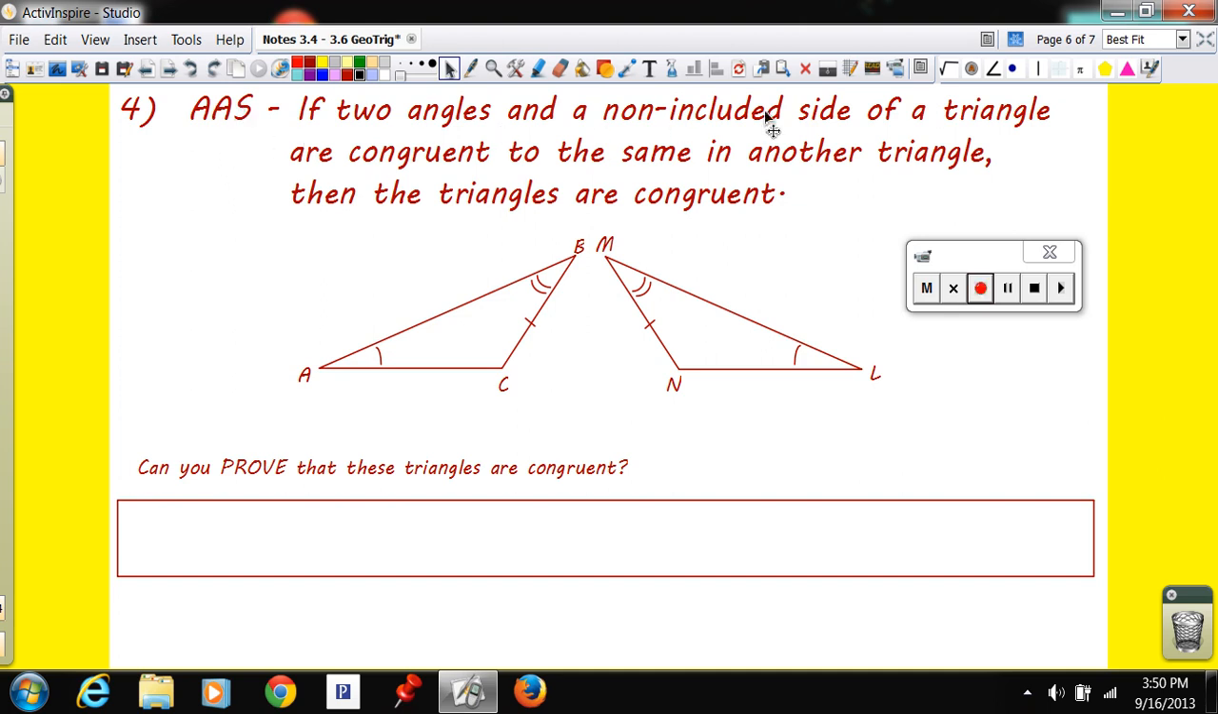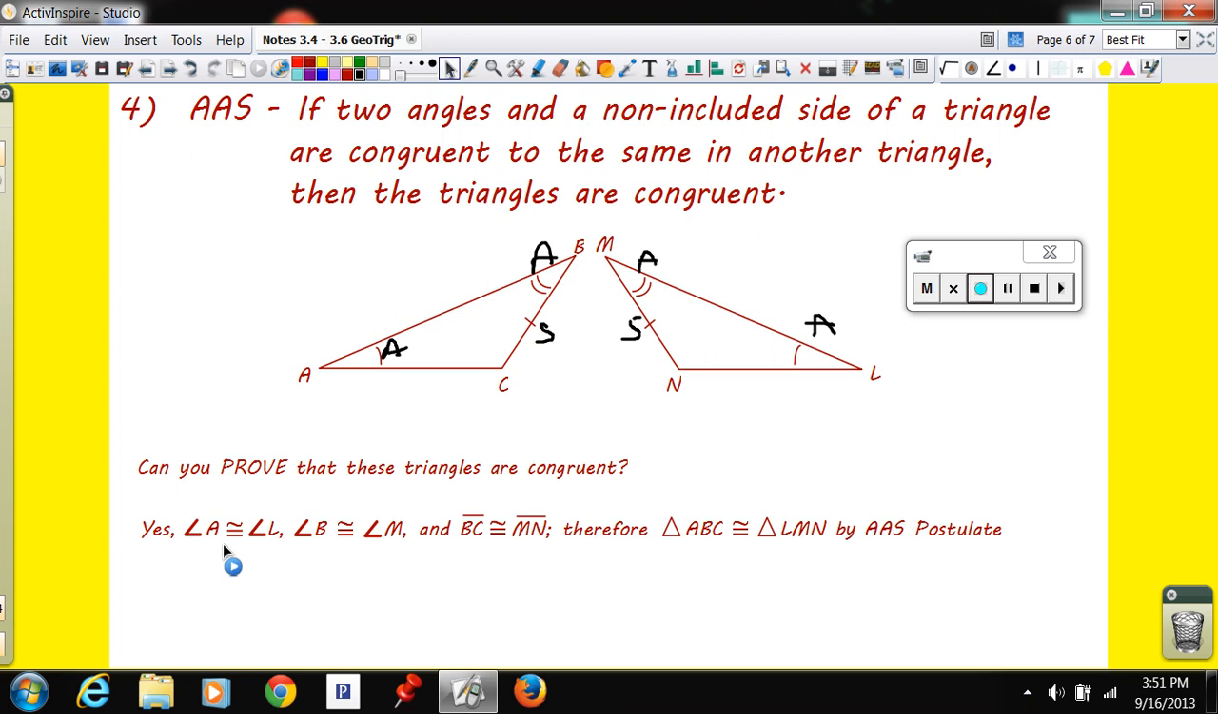So if two angles and a non-included side of a triangle are congruent to the same in another, then the triangles are congruent. On this one, I've got an angle here next to an angle up here, and my side is not between the two angles. It's outside of the two angles. I've got the same thing over here, angle, another angle, and then a side that's outside of them. If I flip this triangle, it'll land exactly on this triangle. So the outside angles match up, A matches with L, C and N match up, they're both the obtuse angles. So this is an example of the AAS theorem. Angle, angle, side is congruent to angle, angle, side.